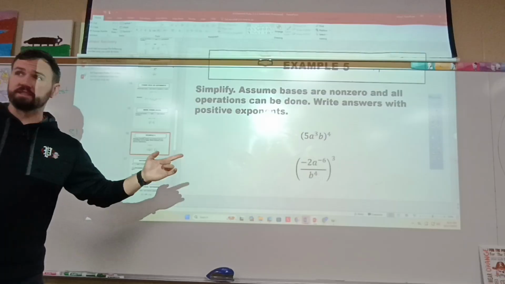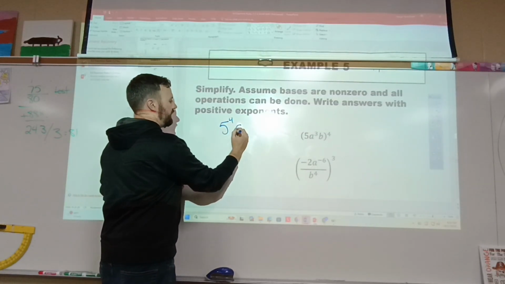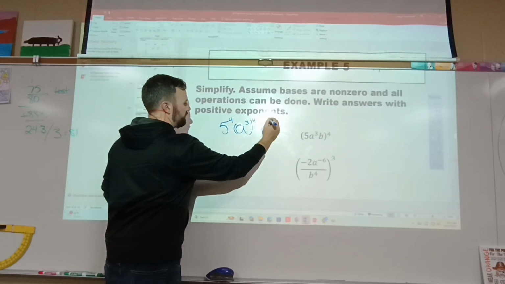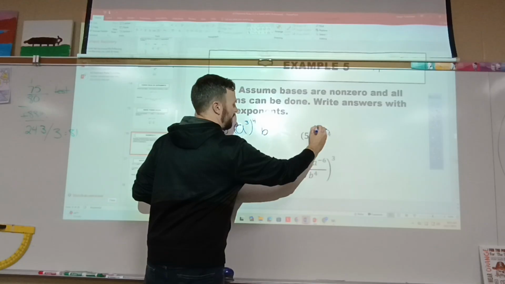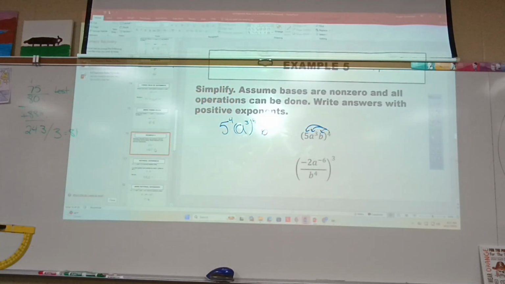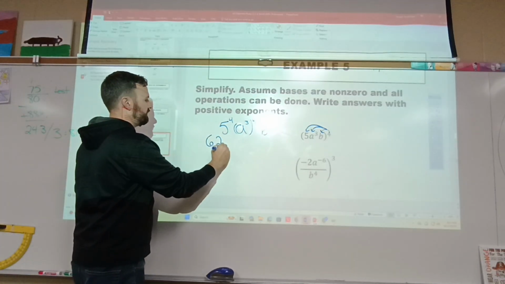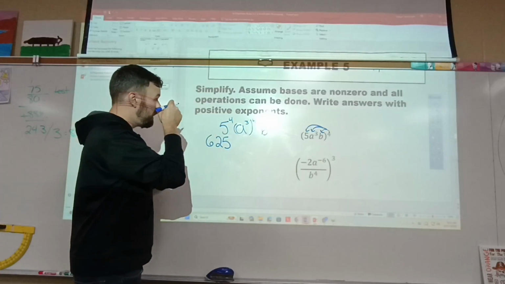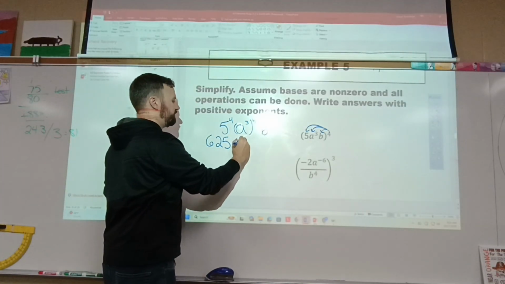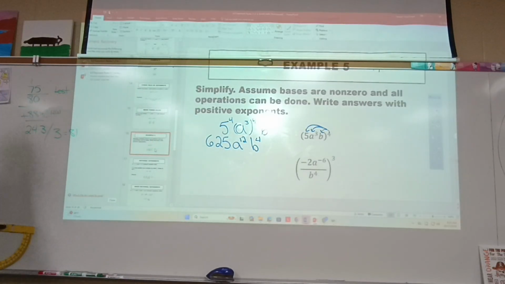That exponent's on the outside of the parentheses, so everything gets hit by it. That's 5 to the 4th. I'm just going to write a to the 3rd to the 4th and b to the 4th, right? That 4 hits every piece. 5 to the 4th is, what, 625, I think? Yeah. So I multiply those: 3 times 4 is 12. And b to the 4th is just b to the 4th.